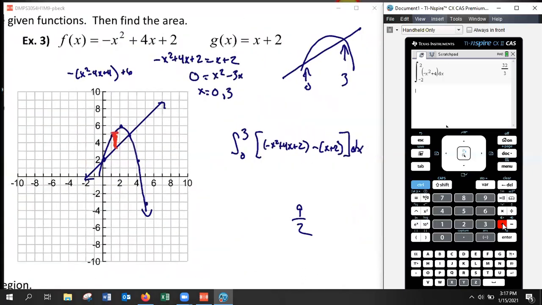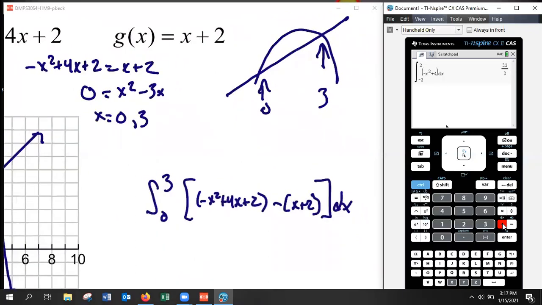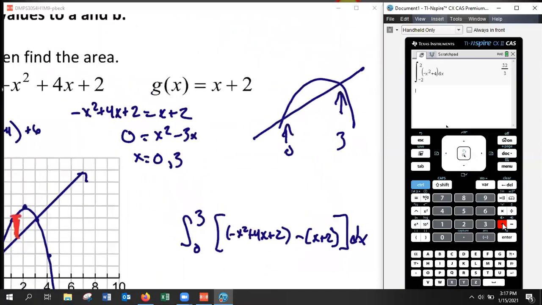Example number 3. I did end up graphing this, but in class, one of the things I said is, what happens if I don't really know what this is going to look like exactly in the graph?